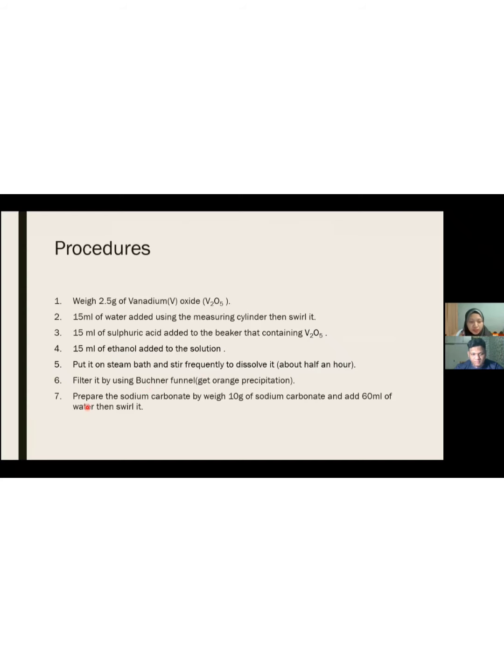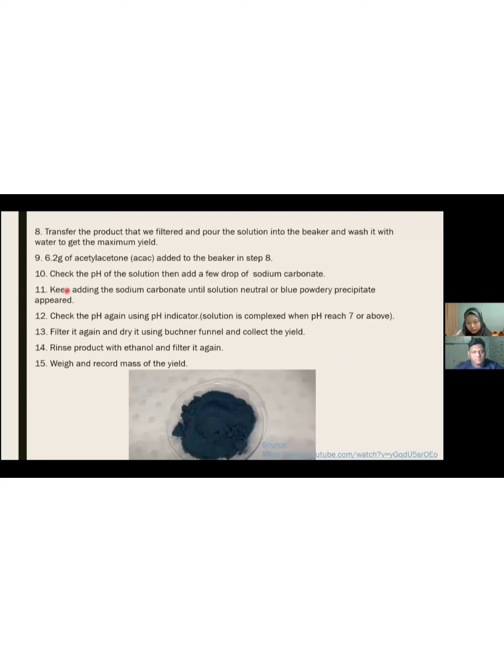Next, we need to prepare the sodium carbonate solution by weighing 10 grams of sodium carbonate and dissolving it in 60 ml of water. Then swirl it. Then we transfer the product to the filter, pour the solution into the beaker, and wash it with water to get the maximum yield. After that, 3.2 grams of acetylacetone is added to the beaker from the previous step. Next, check the pH of the solution, then add a few drops of sodium carbonate.